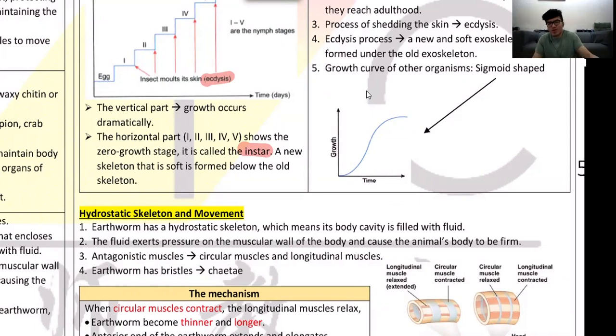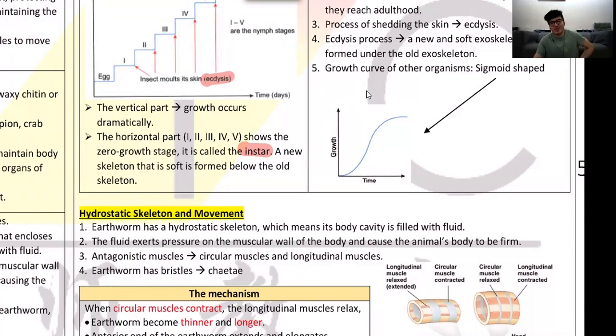You can go and search on YouTube. I'm sure they will put it there: all kinds of insects changing their exoskeleton. I've seen a spider before. Spider is not an insect, but you get the point. It changes the shell before growing.